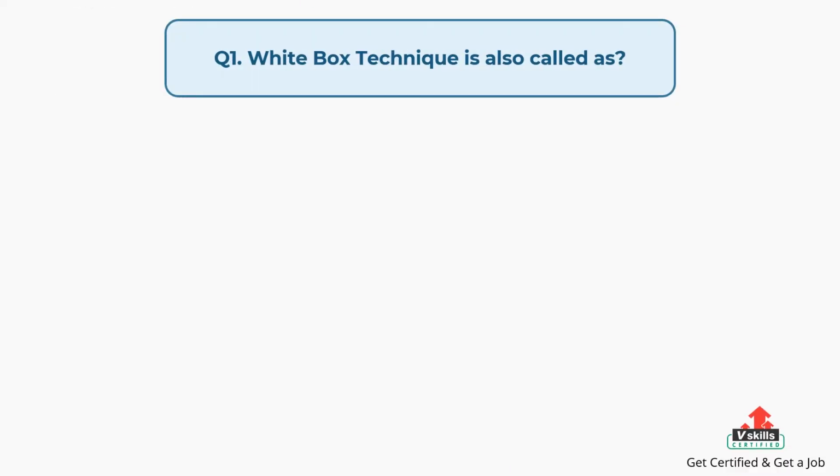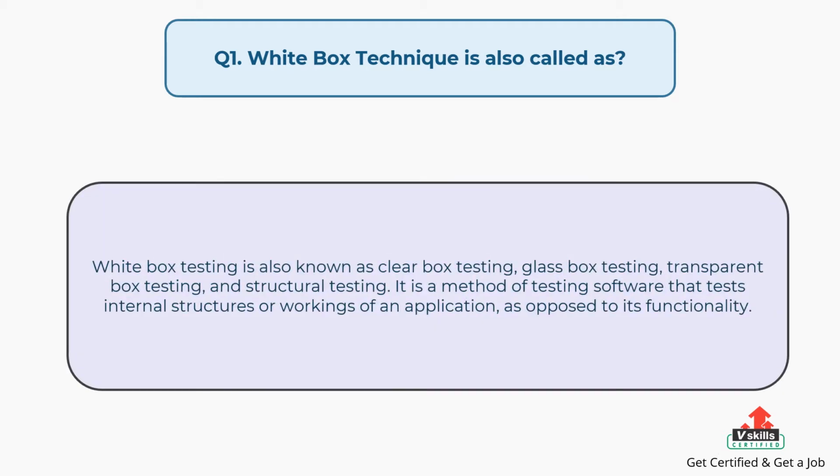White box technique is also called as? The answer is: white box testing is also known as clear box testing, glass box testing, transparent box testing, and structural testing. It is a method of testing software that tests internal structures or workings of an application, as opposed to its functionality. Question number 2.